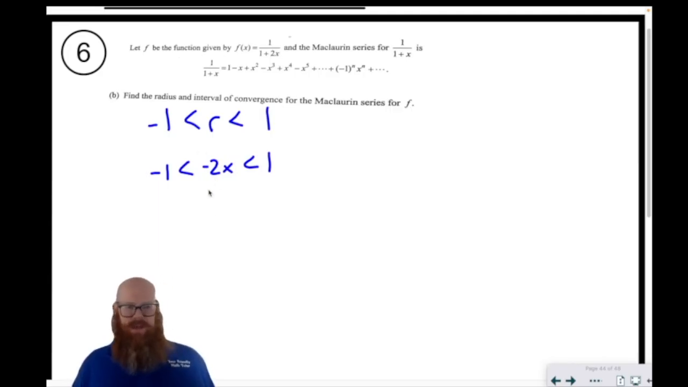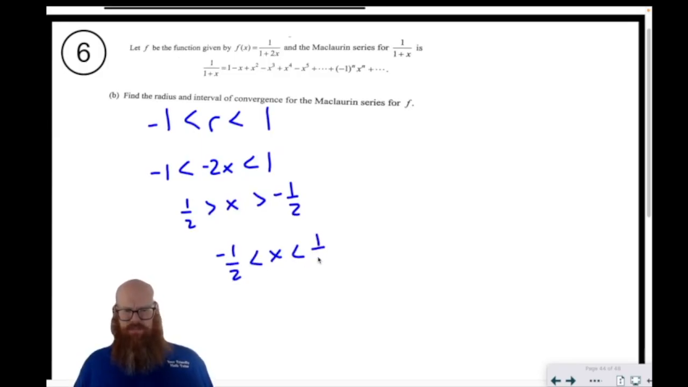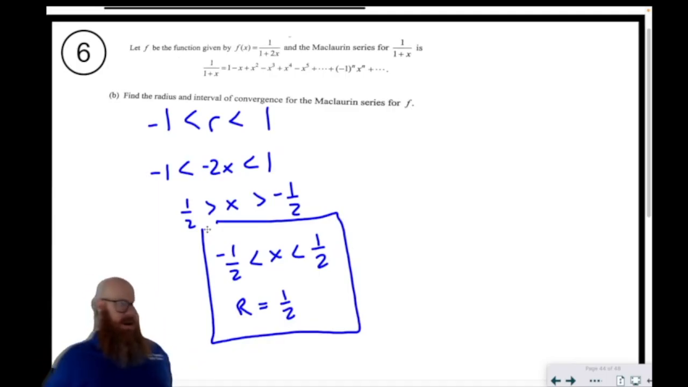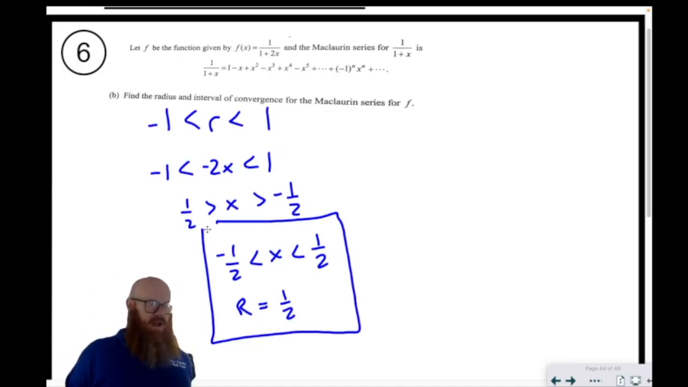And then all I have to do is solve that. So if I divide everything by negative 2, I get 1/2, flip the sign, negative 1/2, but then flip everything back so it reads left to right. So I get negative 1/2 is less than x, which is less than 1/2. I also know the center is at 0. So this is the interval of convergence, and the radius of convergence is just 1/2, because the distance from 0 to 1/2 or 0 to negative 1/2 is positive 1/2. So this gives you both. Again, you could do the ratio test, but when it comes to geometric, I like doing it that way.